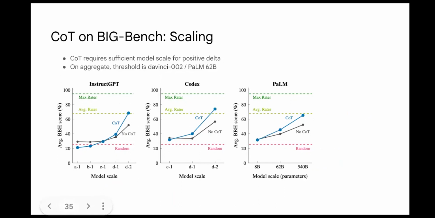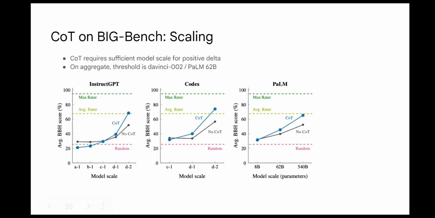Okay, and here's another example of chain of thought being an emergent ability. So basically here are 3 language models. The x-axis is the scale of the language model, so as you go right, the language models get bigger. And the y-axis is the average performance on this benchmark.